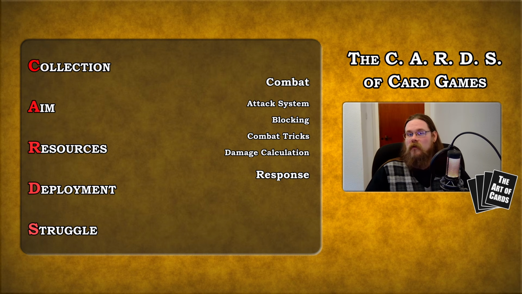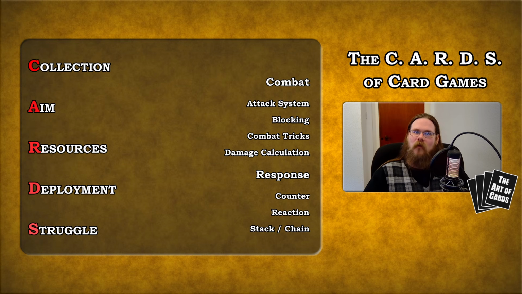Within the struggle, you would also need to find out how responses would work. That usually comes down to if you want to counter an enemy card, or if you have some sort of reaction to an enemy card. It's also where you would need to find out the exact rules for how your stack or chain would work when it comes to players activating cards back and forth in response to each other. So how do they resolve?